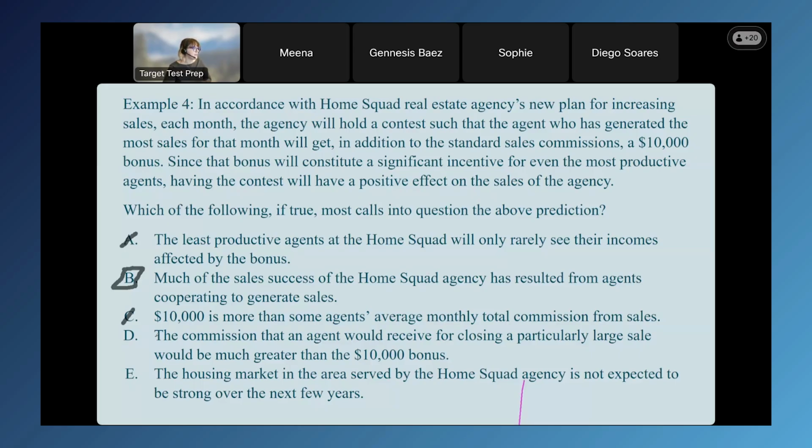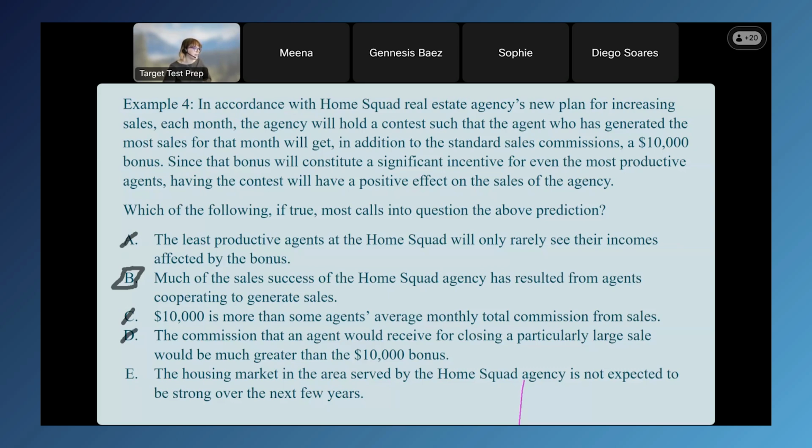D, the commission that an agent would receive for closing a particularly large sale would be much greater than the $10,000 bonus. They can have both. It's not really a choice between one or the other. Maybe they close a particularly large sale and then they also sold the most and they get the bonus. No one's going to be sad about that.